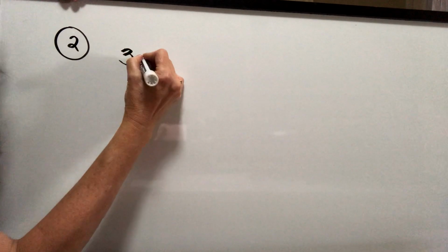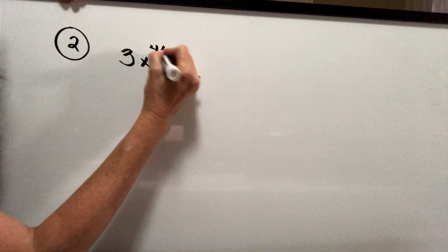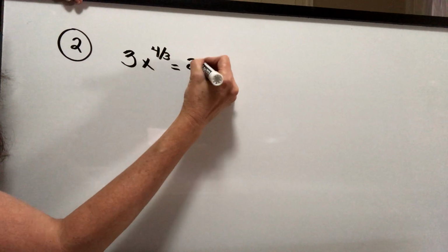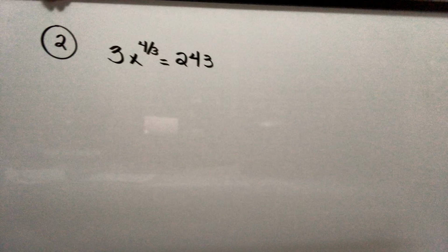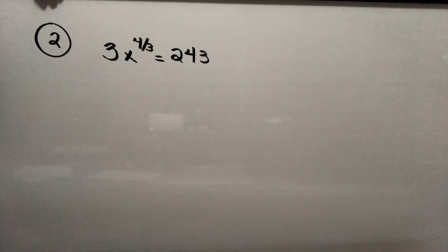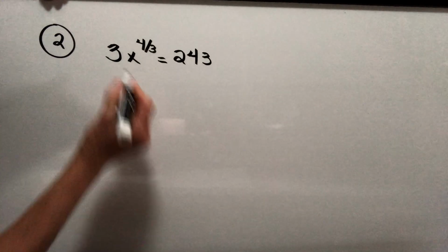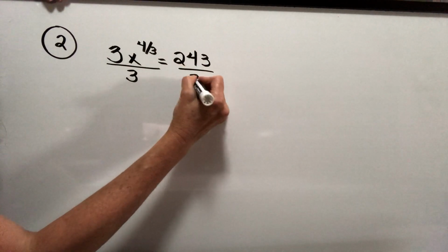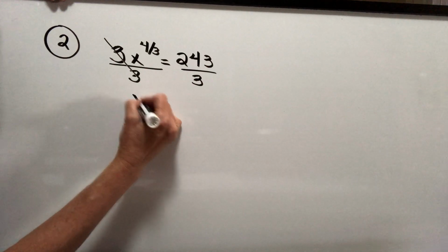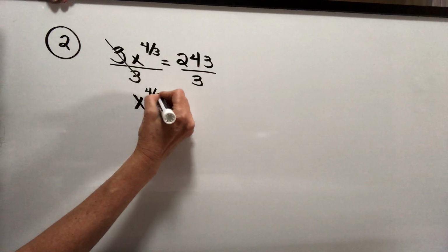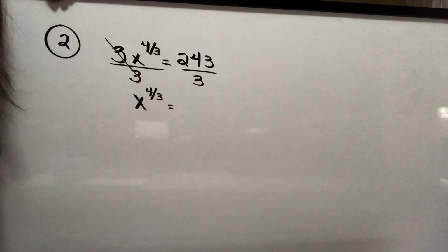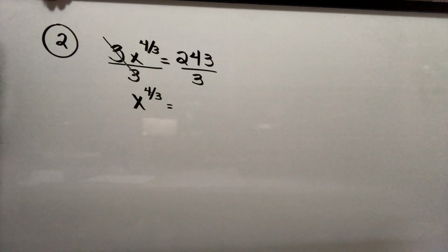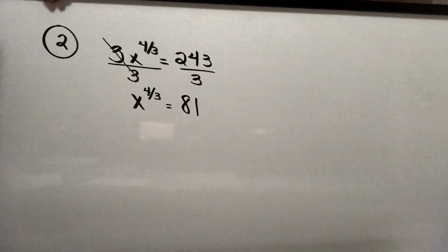Okay, so for number 2, we have 3x to the 4/3 power equals 243. This is similar to the last one in that we want to get the x raised to the power by itself. So we don't want the 3 to be there. I'm going to divide both sides by 3. That will cancel those 3's. So then I'll have x to the 4/3 power equals, and if you do 243 divided by 3, you'll find that to be 81.